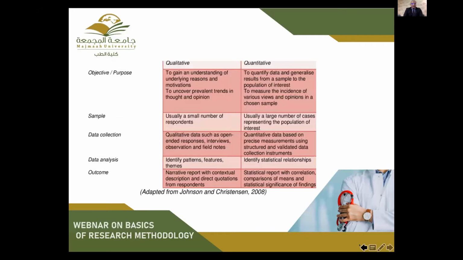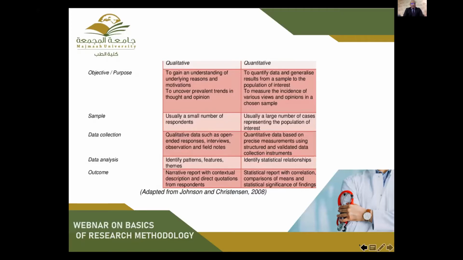Here you can look at the first part, which is the objective, or you can call it the purpose of your research. In the qualitative way, it is to gain an understanding of the underlying reasons or motivations. You have to give it a very strong reasoning, and it is basically to uncover the prevalent trends throughout the opinions. Whereas in the quantitative way, we need to quantify the data and generalize the result from a sample to measure the incidence of various views and opinions in a chosen sample.